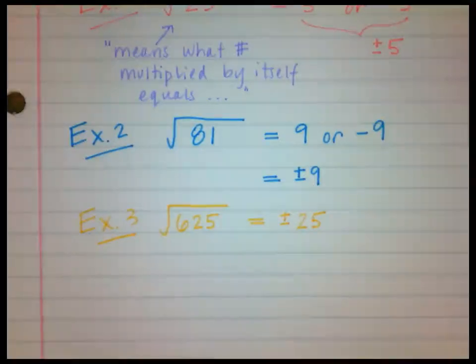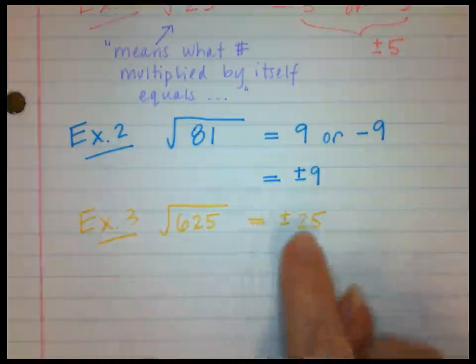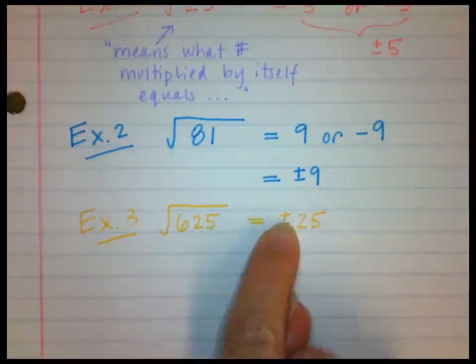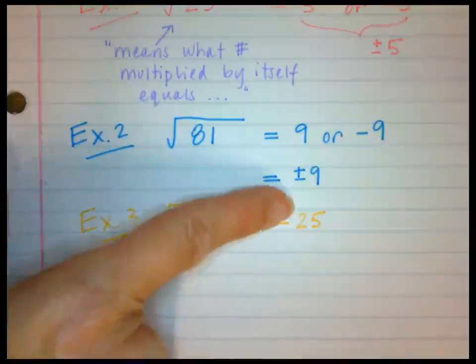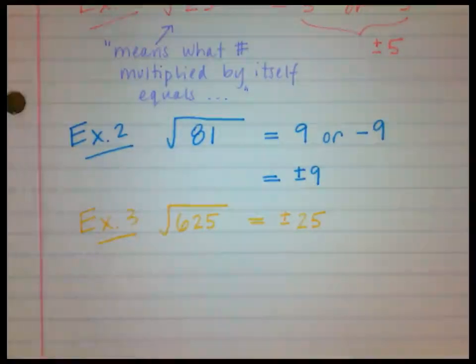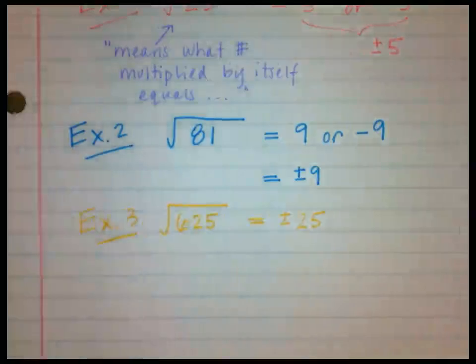But remember, it can be positive 25 or negative 25. Because if we multiply 25 by itself, we get 625. If we multiply negative 25 by itself, we'll still get 625. All right, let's talk about cube roots.